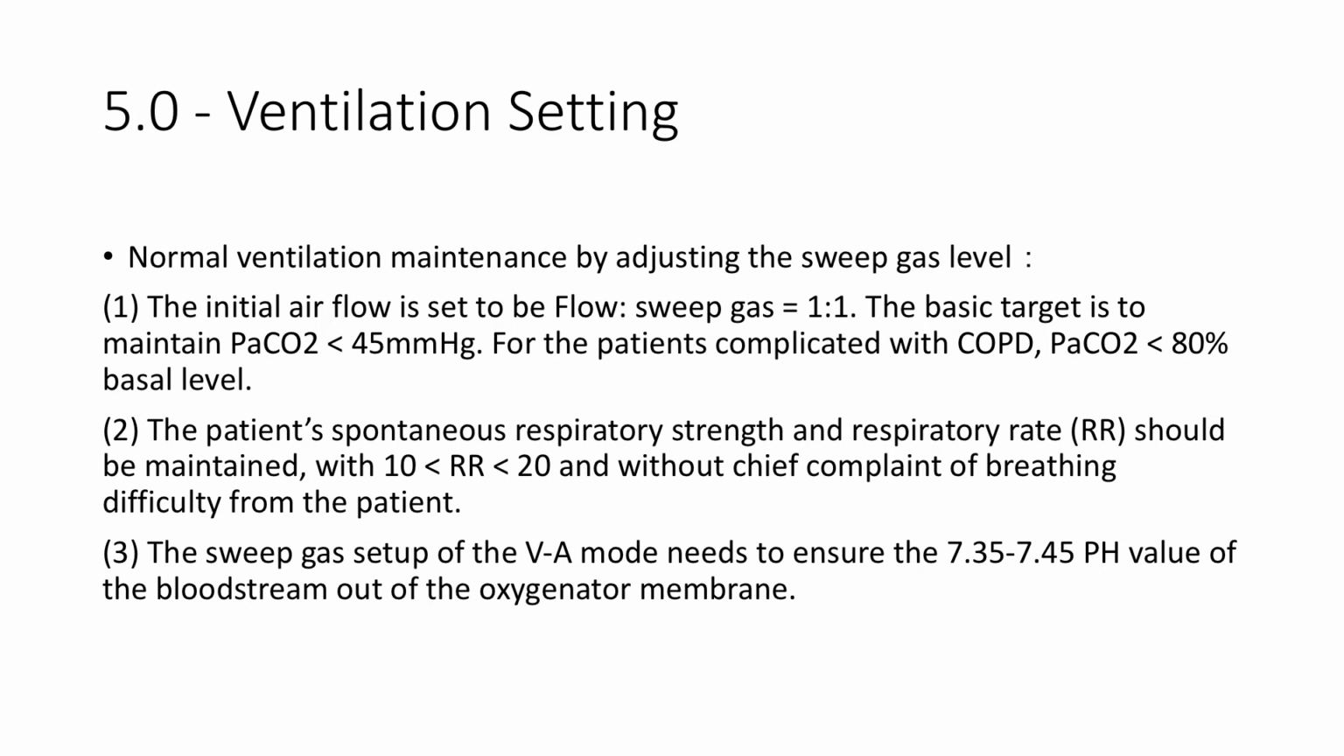5.0 Ventilation setting. Normal ventilation maintenance by adjusting the sweep gas level. 1. The initial airflow is set to the flow to sweep gas equals 1:1. The basic target is to maintain PaCO2 less than 45 mm of mercury. For the patients complicated with COPD, PaCO2 less than 80% basal level. 2. The patient's spontaneous respiratory strength and respiratory rate should be maintained, with a respiratory rate between 10 and 20 and without chief complaint of breathing difficulty from the patient. 3. The sweep gas setup of the VA mode needs to ensure that the pH value of the bloodstream out of the oxygenator membrane is 7.35 to 7.45.